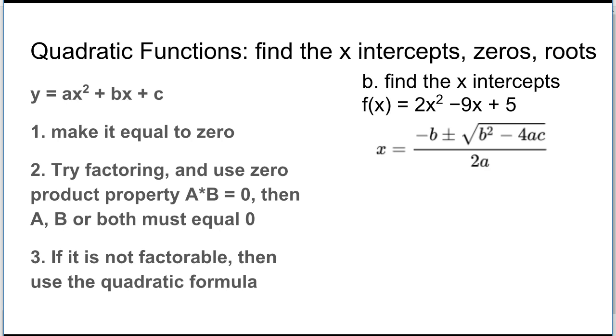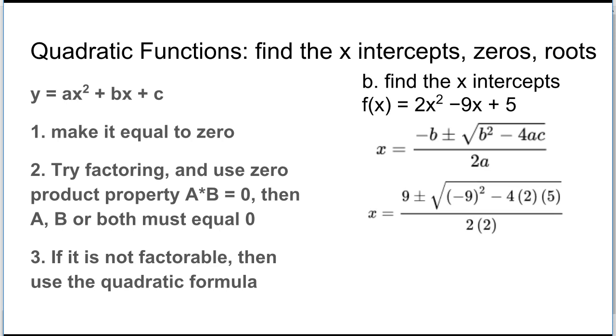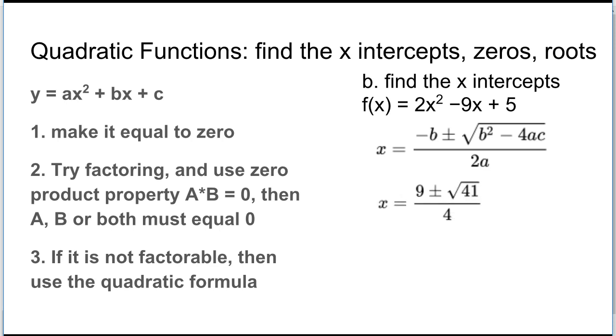Anyway, all I'm going to do is substitute my values in. I've got a is 2 and -9 is b and c is 5. And so when I do that, I put it inside here. And then what I'm going to do is simplify underneath the radical. And I get 9 plus or minus the square root of 41 over 4.